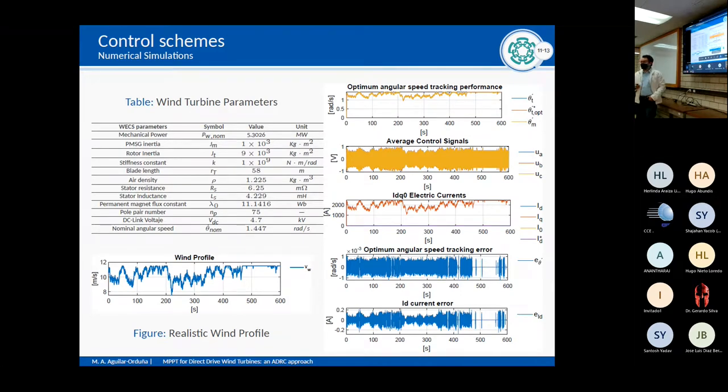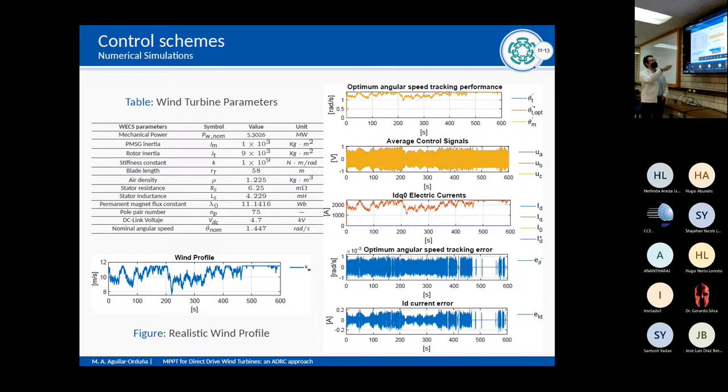To test the performance of our controller, we do several numerical simulations in a 5 MW wind turbine. And we also designed this realistic wind profile using the aerospace blockset of MATLAB. This wind profile is designed to have an 11 meters per second average speed. It also has wind gust components and turbulence characteristics.